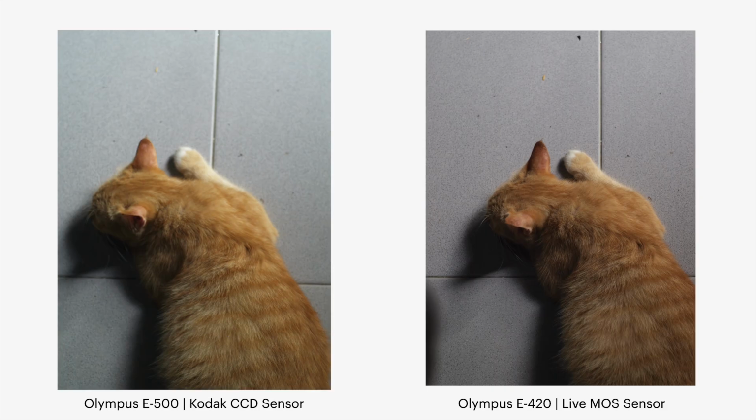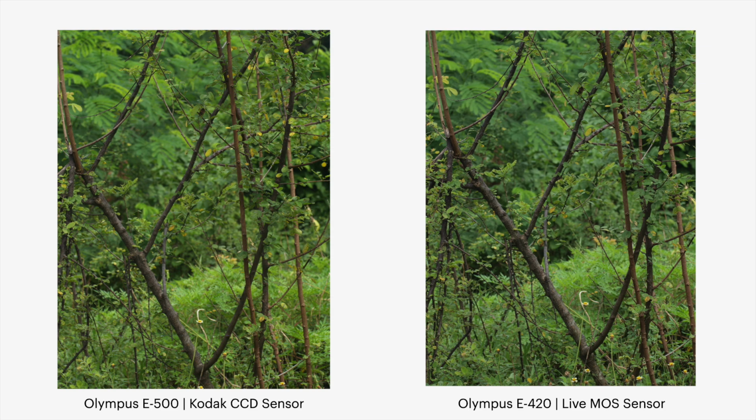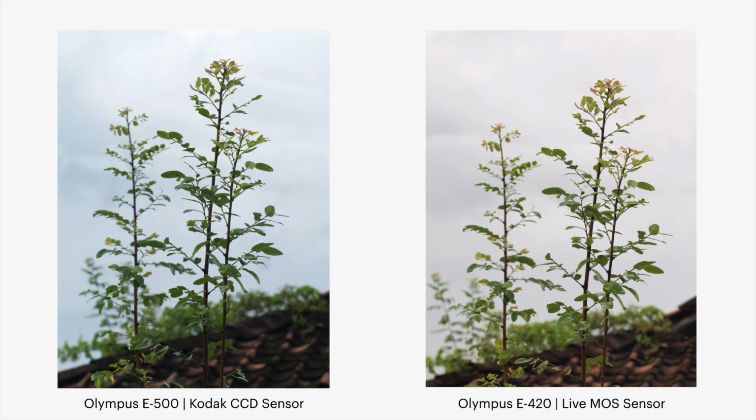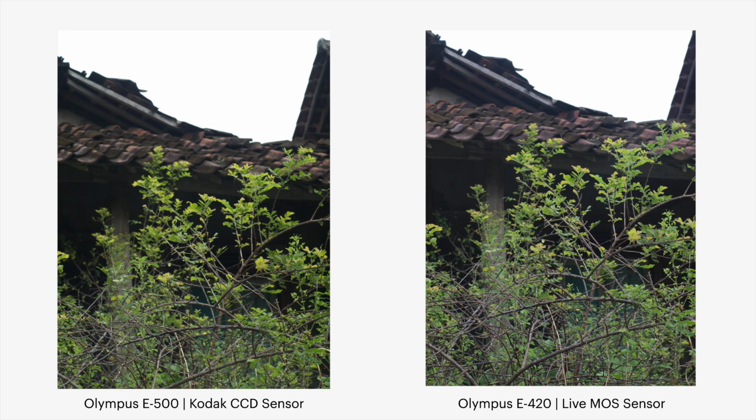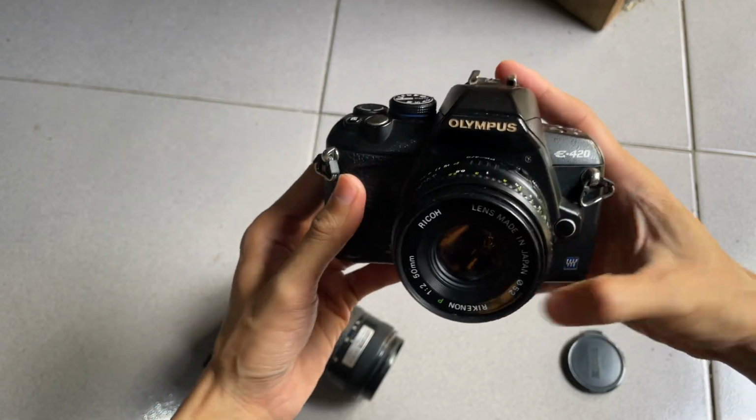So which one do you prefer? For me, overall, I like the warmer temperature of the images from the E-500, but sometimes the green tint can be a bit much, which makes me prefer the E-420 in certain situations. As for the actual cameras, the E-420 is definitely easier to handle.